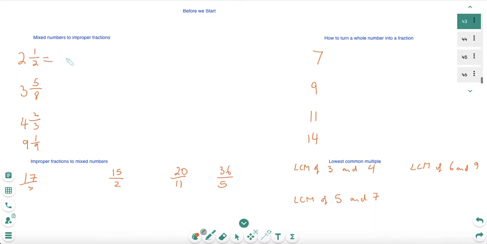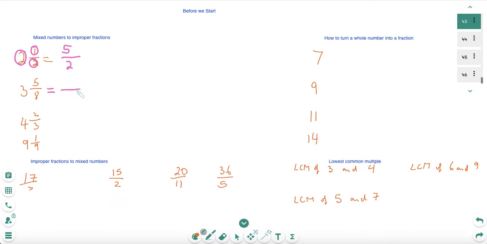It's quite straightforward. First of all, your denominator is going to stay the same, so it equals 2. To find your numerator, you're going to multiply the denominator by the whole number. 2 times 2 is 4, plus 1, which is 5, and that's your answer, 5 over 2.